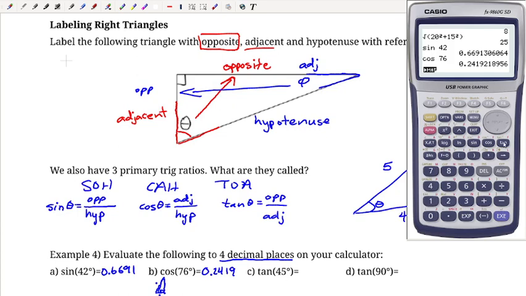Tangent 45, so pull out tan 45. Oh, 1, exactly 1. It's the only time you're going to get that. Tangent 45 is 1, no decimals, just 1. And tangent 90, last one. Oh, tells me it's an error. In other words, I can't actually take the tangent of the 90-degree angle. I can only take the tangent of the acute angles. So no answer to this one. It's an error, because if this angle was 90 degrees and I have to have another 90-degree angle in my triangle, then I don't have a triangle.